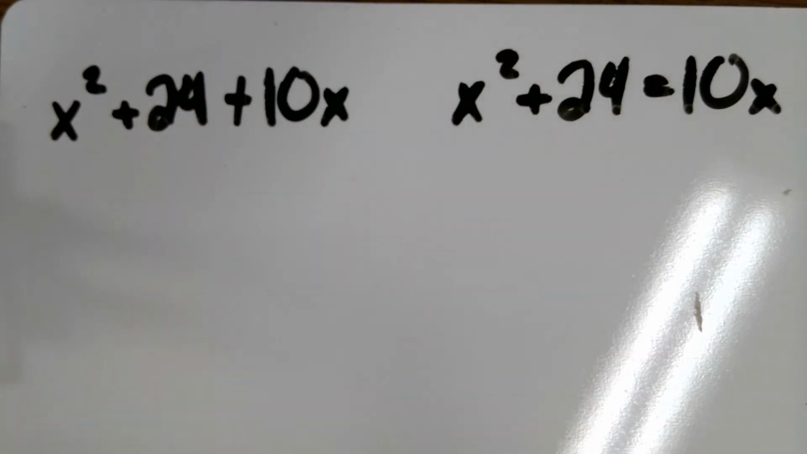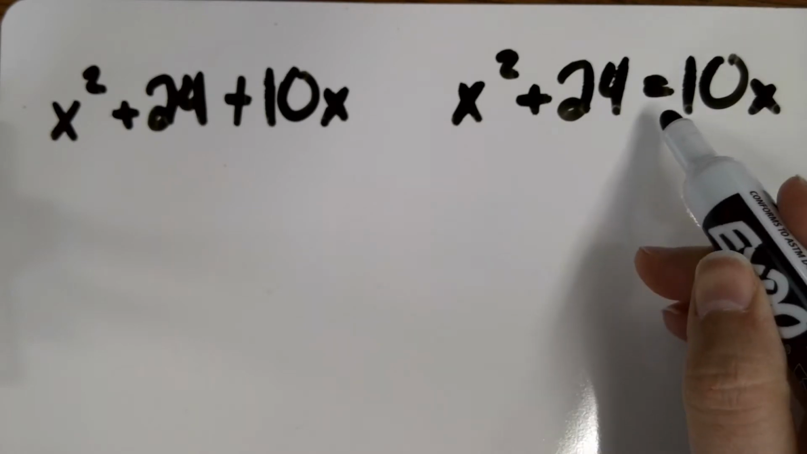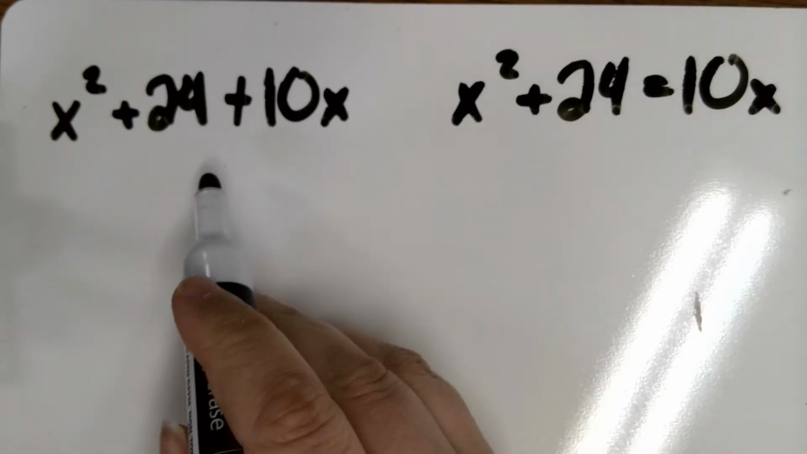Examples of some problems you guys have been working on. I want you to see if you can spot the difference between the two. They look very similar, but you see the difference is one of them has an equal sign and one doesn't.